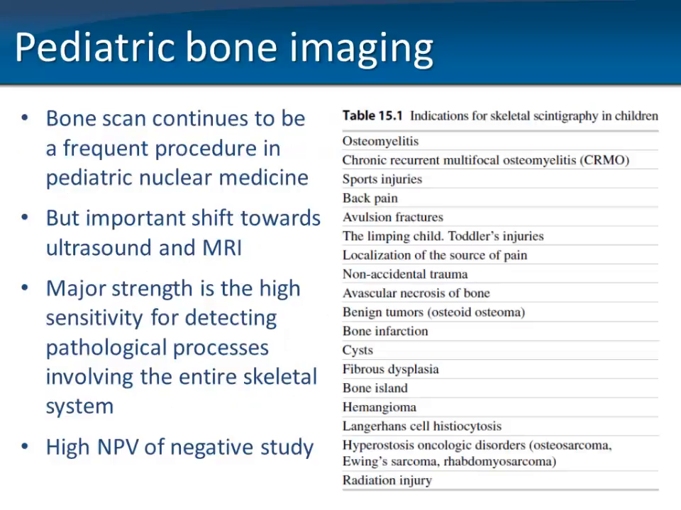So, pediatric bone imaging is a frequent procedure in pediatric nuclear medicine. However, I do acknowledge that, at least in the environment I work in, there has been a very important shift towards ultrasound and MRI for many conditions in the past few years. Nevertheless, we should always be convinced of our own strengths, and that is that we have a very high sensitivity for detecting pathological processes that are multifocal or involve the entire skeletal system. Also, many of our studies tend to have a very high negative predictive value, so that can be important to rule out underlying disease. And this is just, in my opinion, a non-limitative list of the indications for skeletal scintigraphy in children.